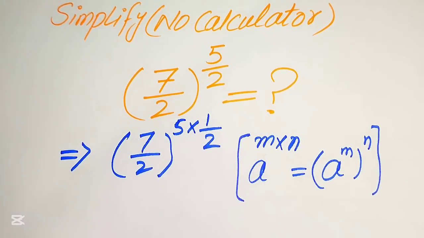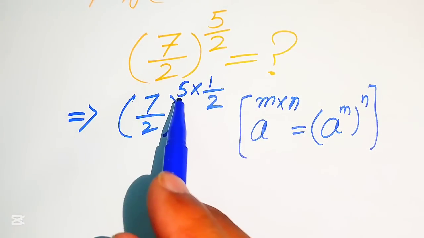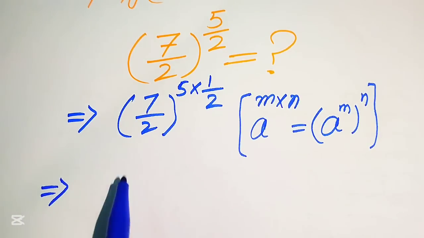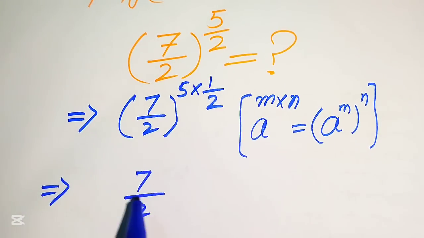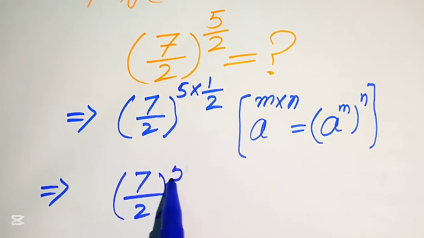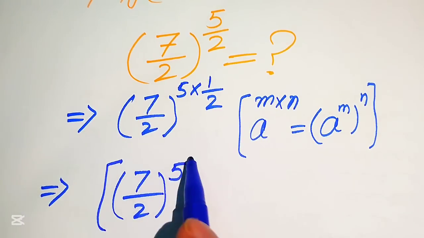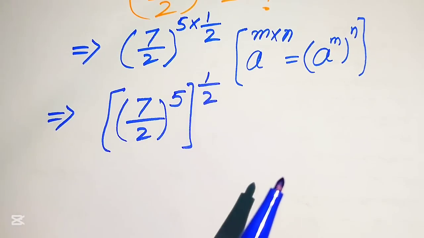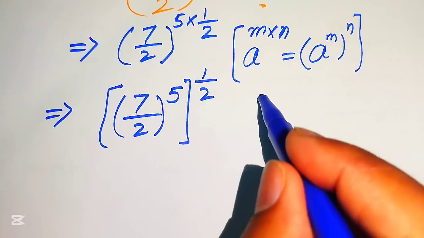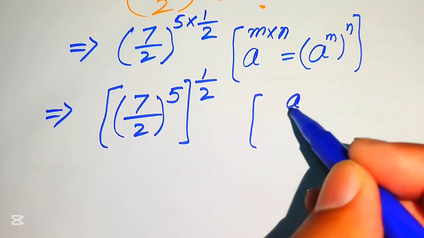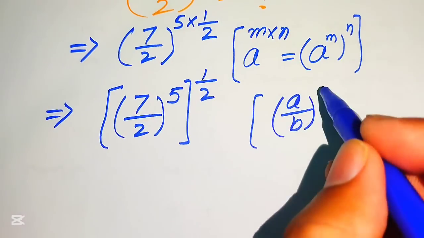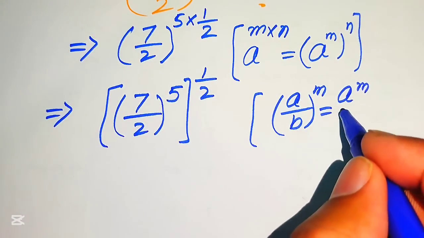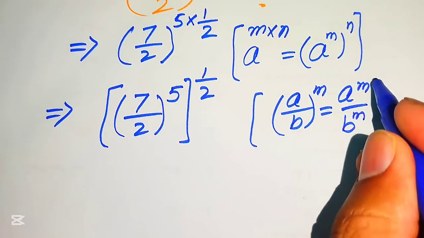So according to this exponent law, we can just move this 5 inside the term and write this expression in this form: 7 over 2 to the power of 5, and its whole exponent is 1 over 2. And now in the next step we can apply another exponent law. You know that a over b to the power of m is equal to a to the power of m divided by b to the power of m.